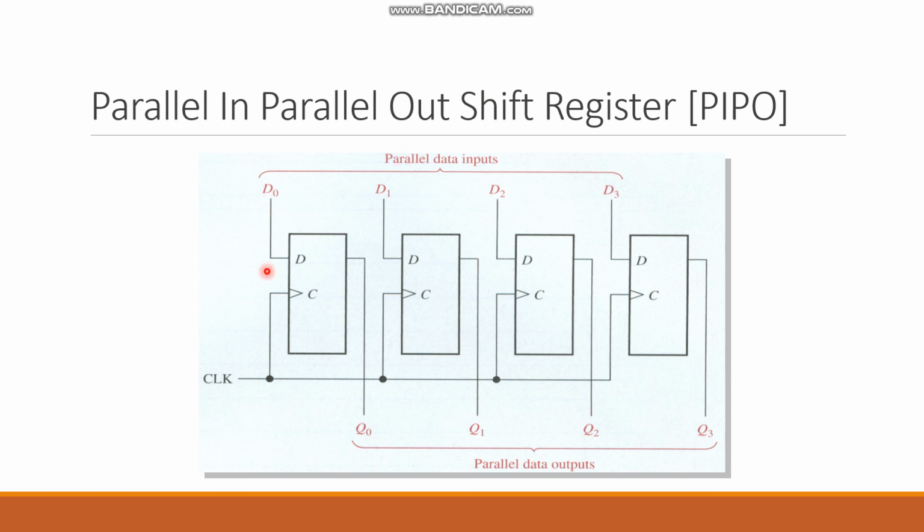Look, D0 goes to the first flip-flop, D1 to the second one, third one, fourth one. So you can see that all the flip-flops are taking the output directly from the Qs of each flip-flop, right? And there is no connection between each two flip-flops. So whenever this clock pulse is applied, this D0 gets here, this D1 gets here, this D2 gets here, this D3 gets here. So that means parallel data input and parallel data output.